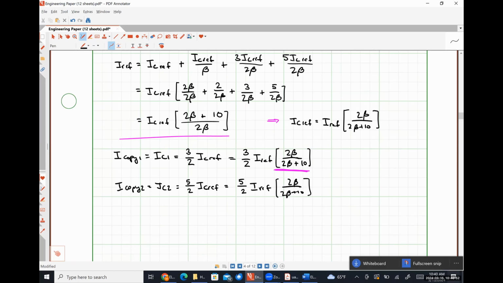Okay. So our error is going to be simply 1 minus 2 beta over 2 beta plus 10, which comes out to be 4.762% for a beta of 100. So this means that our copy currents are 4.762% lower than 3/2 of I reference and 5/2 of I reference, respectively.